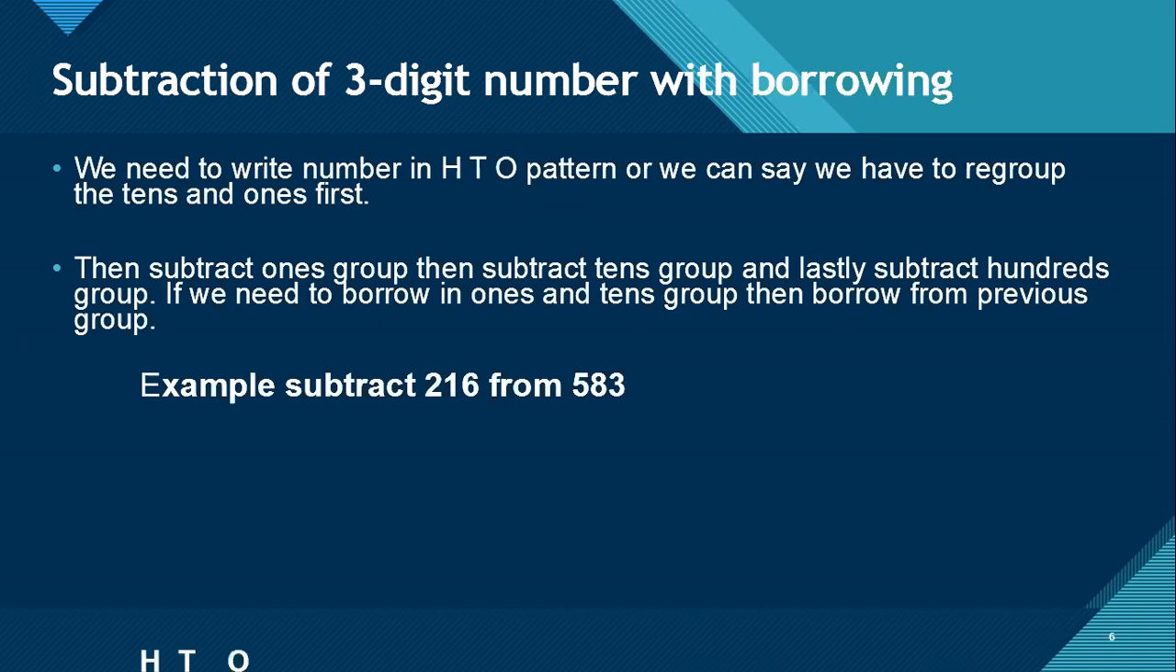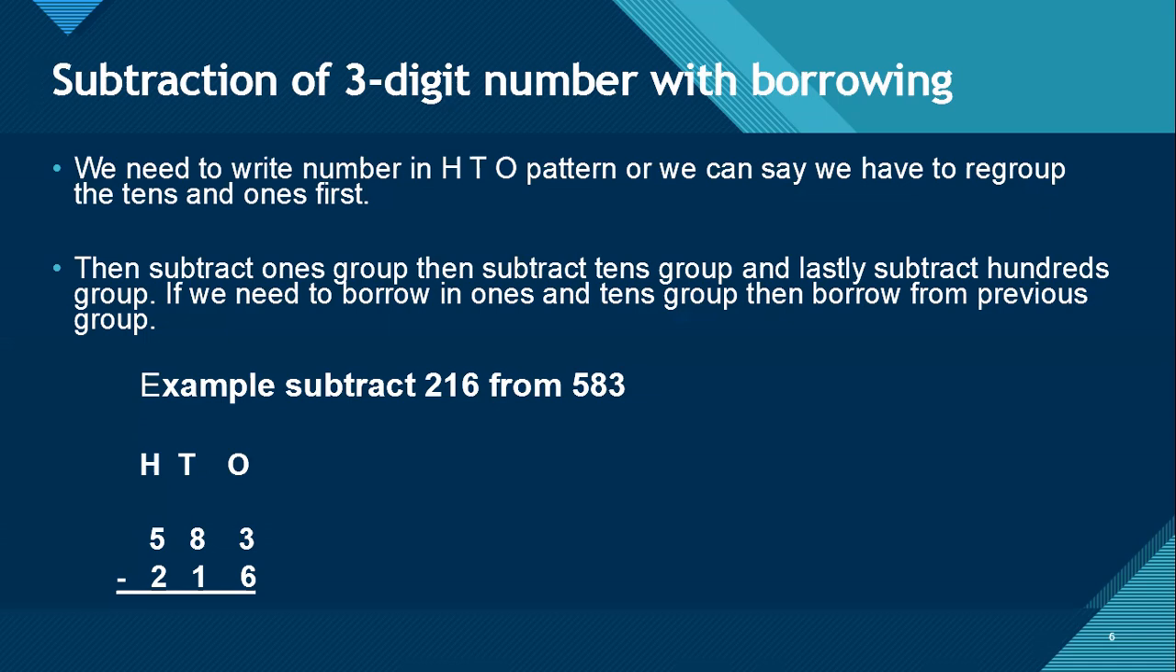Then first step is we have to write the number in HTO pattern. So 586 in HTO pattern and 216 in HTO pattern. Now we need to subtract the ones group first, then tens group, then hundred group. In the ones group, we need to subtract 6 from 3. Now 3 is the smaller number than 6. Then you have to take the borrow from the tens group, that is 8. 8 will become 7, and then this 1 means 10 is going to add with 3, that is 13.